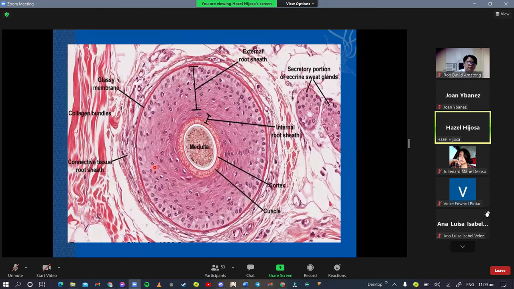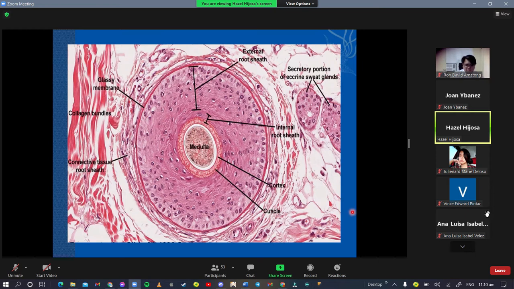This is a cross section of the hair, and we have the following layers. From the innermost or central portion is the medulla. How do you describe this layer? Where is James? Yes, Doc. How do you describe the medulla?